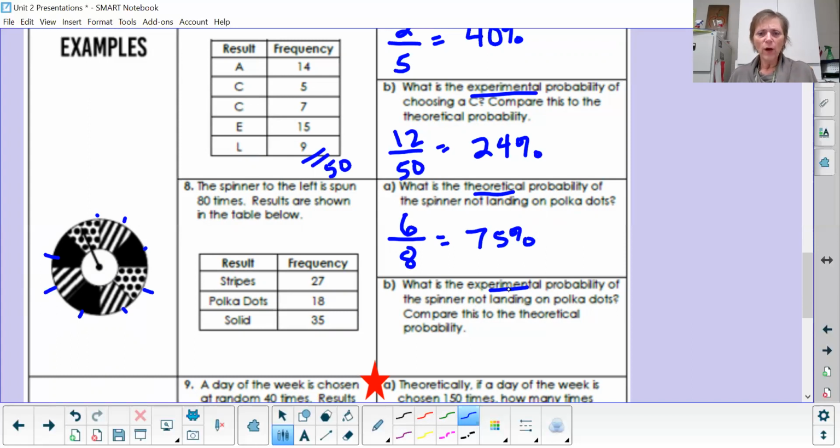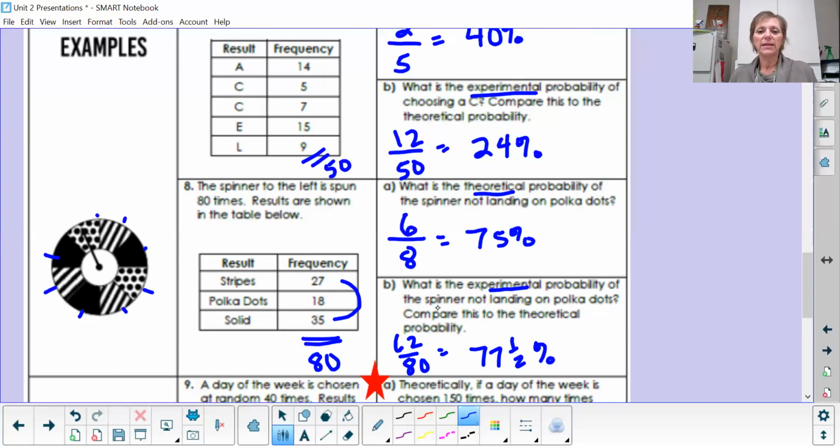Okay? Okay, experimental. So now we need this. How many total? 80. And we want to know the experimental probability of not choosing polka dots. So I'm going to add the stripes and the solids, which is 62. 62 out of 80, and divide that out and you get 77.775, so that's 77 and a half.